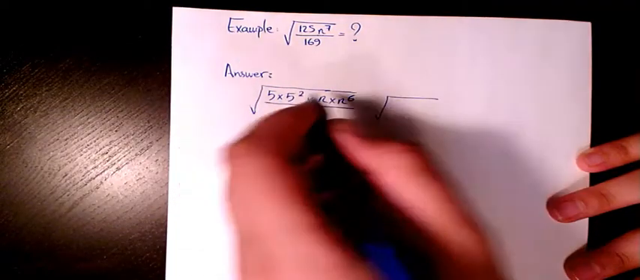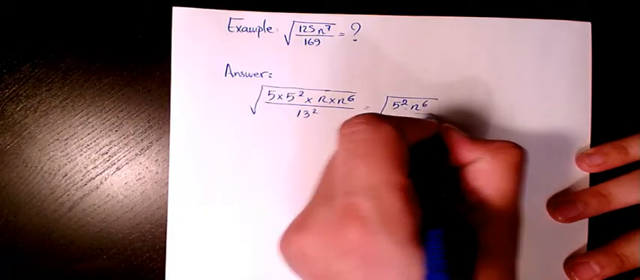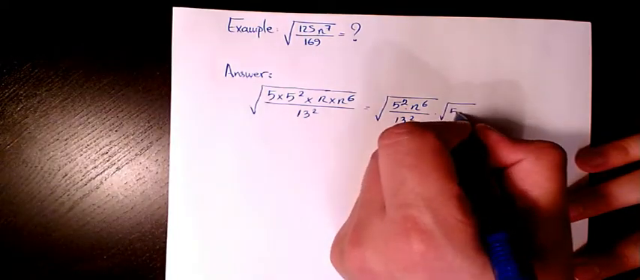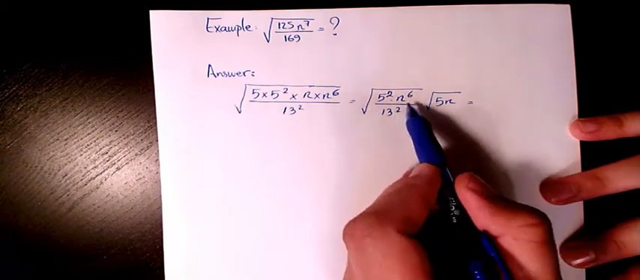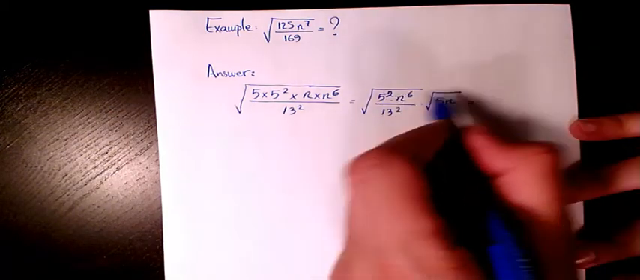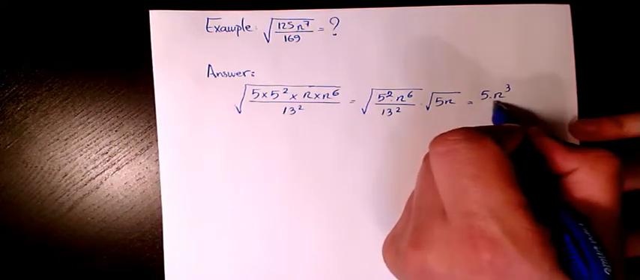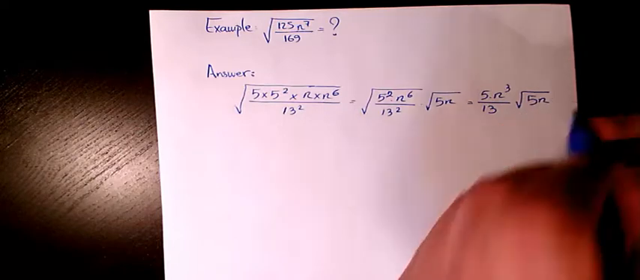So we keep these things first with the exponent, and the second part is going to be 5n. Then this part, the square root of that, is going to be 5n to the power of 3 divided by 13 times the square root of n.